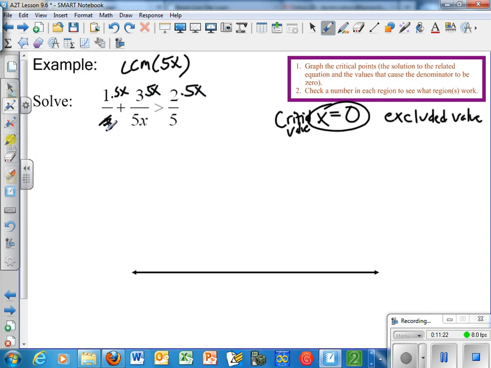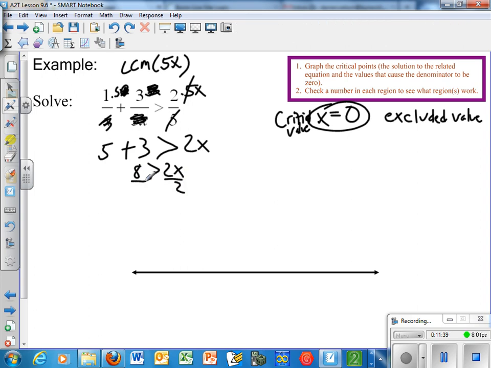Here, the x's cancel, so I'm left with 5. Here, 5x cancels, so it's plus 3. Here, the 5 cancels, so it's bigger than 2 times x, which is 2x. 5 plus 3 is 8, so 8 is bigger than 2x. We're going to divide by 2, so 4 is bigger than x, or that's the same as x is less than 4.